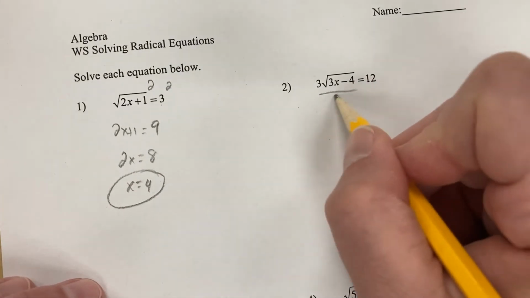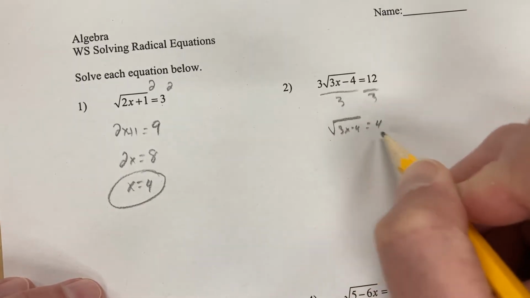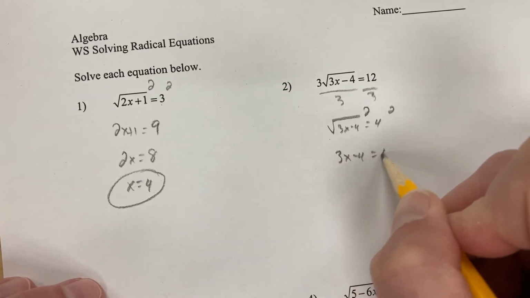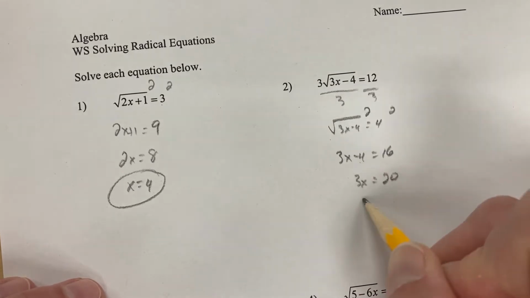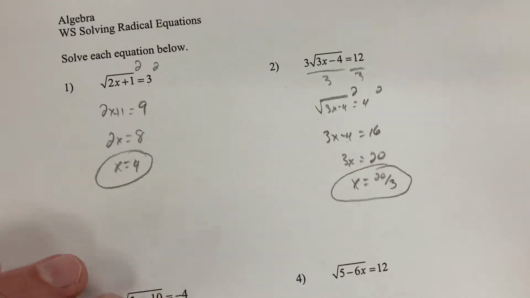Over here we're going to divide by 3 first, have square root of 3x minus 4 equal to 4. Then take and square both sides. 3x minus 4 equals 16. We'll add 4, and we'll divide by 3. So I end up with 20/3, or 6.6 repeating.